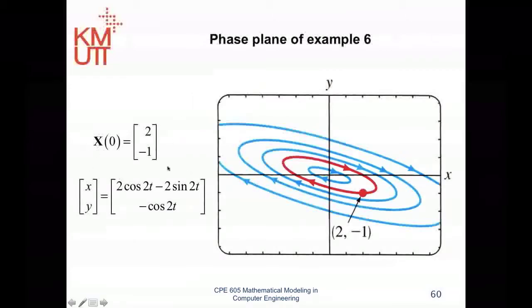This solution is the red line. It forms a cycle in the phase portrait. It means that if you have complex eigenvalues, the solution of the system will always circle around the center point, which is an equilibrium of the system.